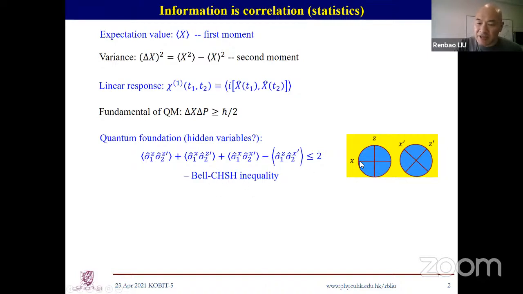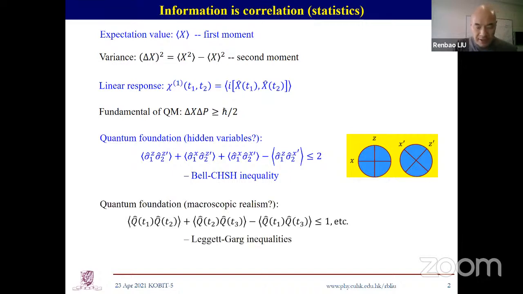If we measure two spins along two sets of coordinates, we get a correlation. For a classical hidden variable theory, this correlation function is always less than 2, for example. But quantum states can violate this inequality, so the quantum theory does not have a hidden variable interpretation. Another test of foundation is the so-called Leggett-Garg inequalities, a set of inequalities about the correlation functions of a physical quantity at different times. This is just one of the examples.